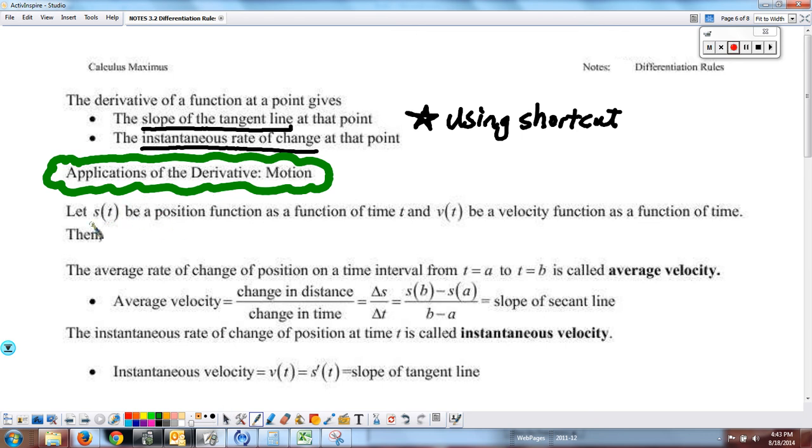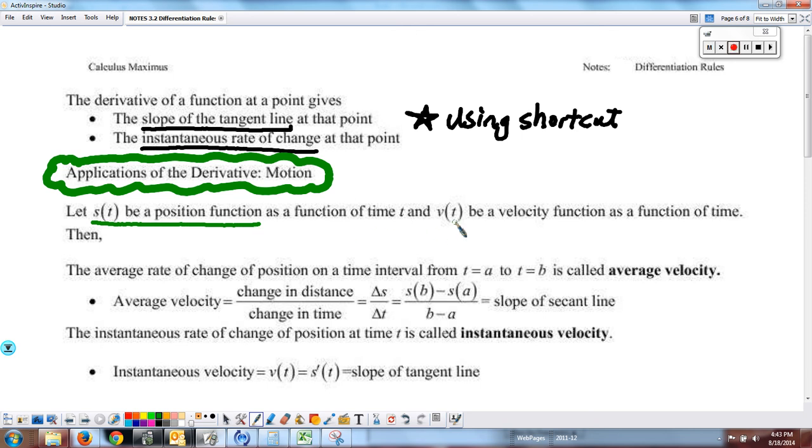We're going to have a position function. In general, we call it s of t, but it might be x of t or f of t. It could be pretty much any type of variable we want there, but s is usually the common one that they use for the position function. And this position function could be something giving the height of a ball at a certain time. It could be giving the position of a particle that's moving on a horizontal line. It could be all sorts of things that you're looking at.